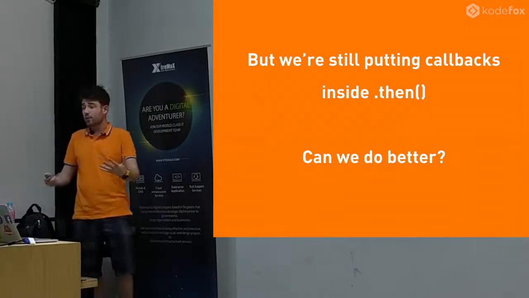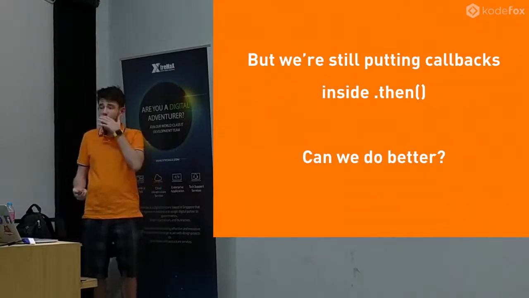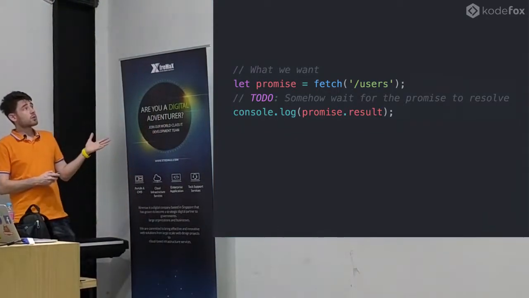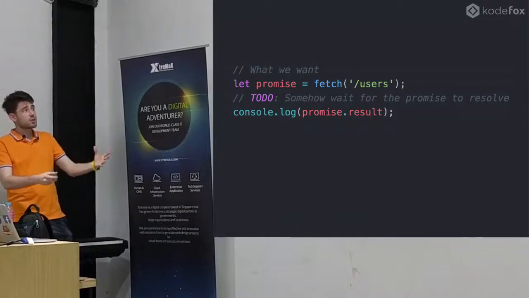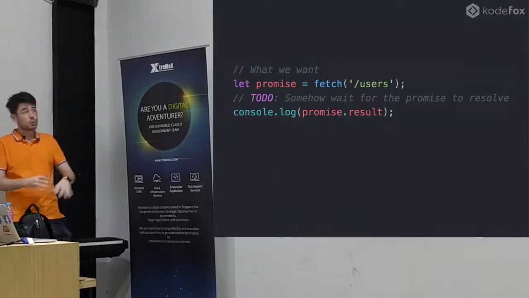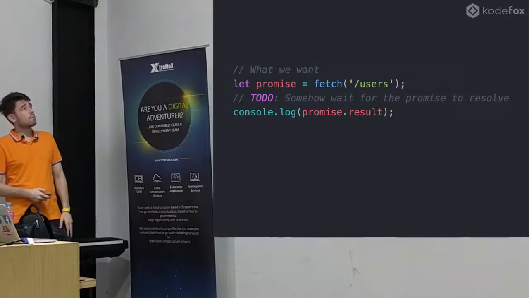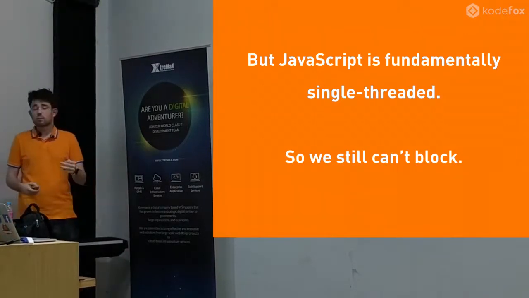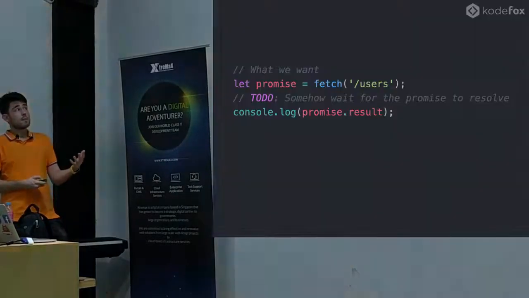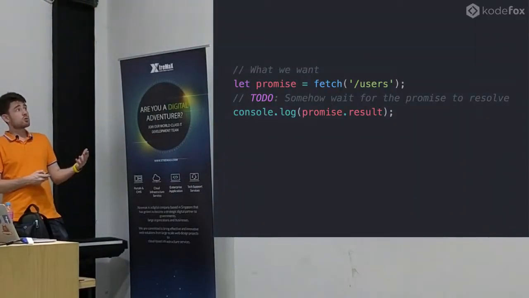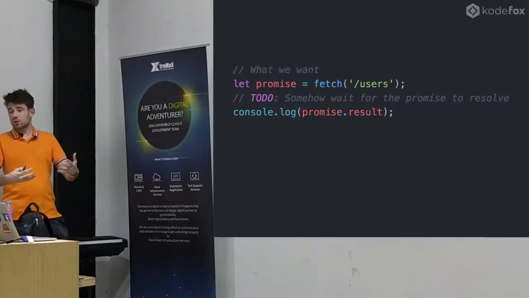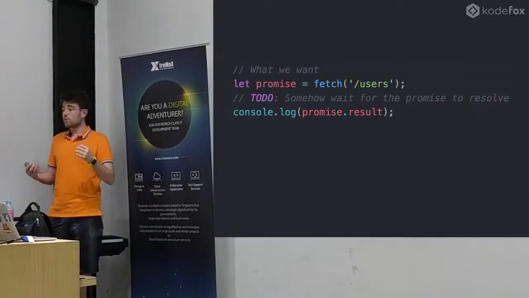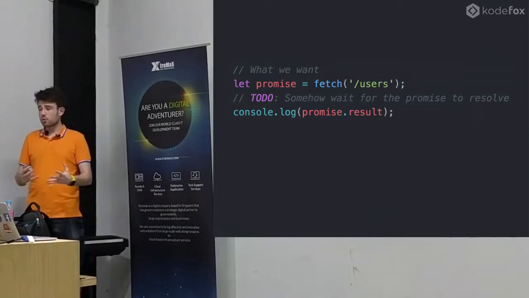So what do we want to do? We want to just have normal sequential programming like we're used to in other languages. And so here's what we want: we want to get our promise, somehow wait for the promise to finish, and then just log the result, with no then anywhere. And the problem is JavaScript is fundamentally single-threaded. So we can't block. What I mean by that is we can't just pause the program right here, wait for the promise to finish, and then resume, because we don't want to block our entire thread. Then you have the same problem as when you use alert, and the whole software is just not doing anything useful.